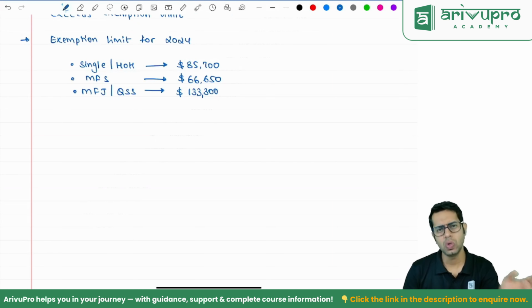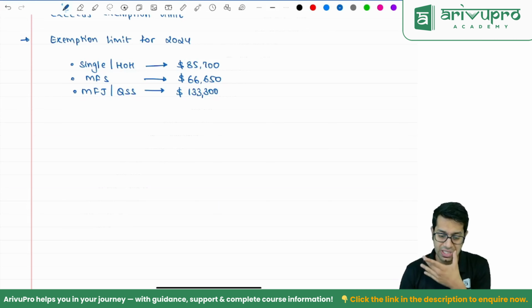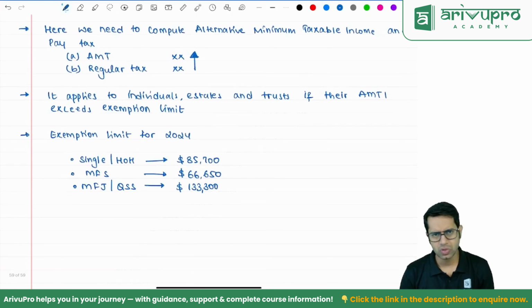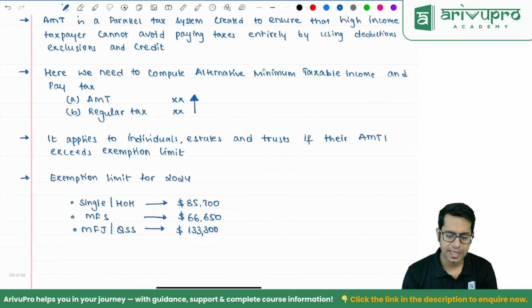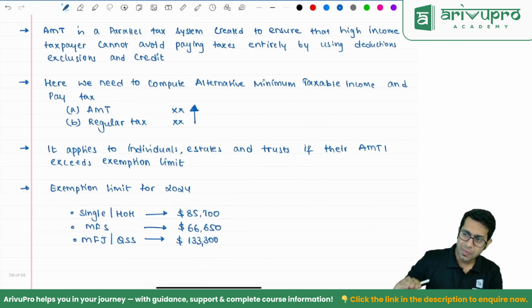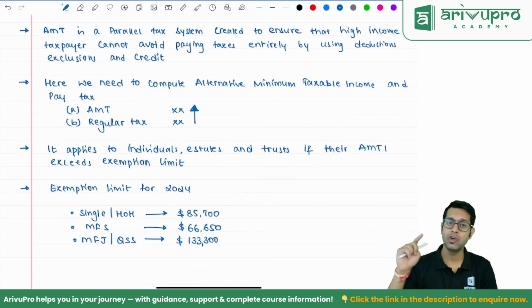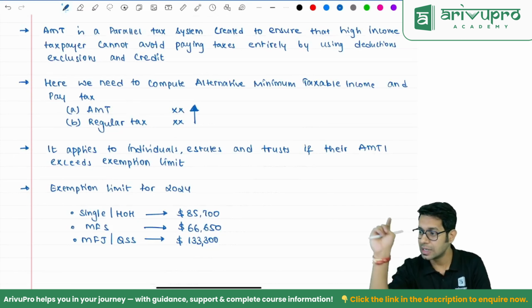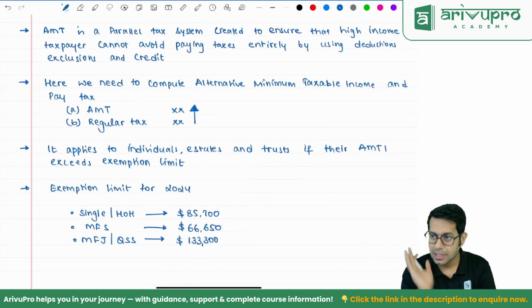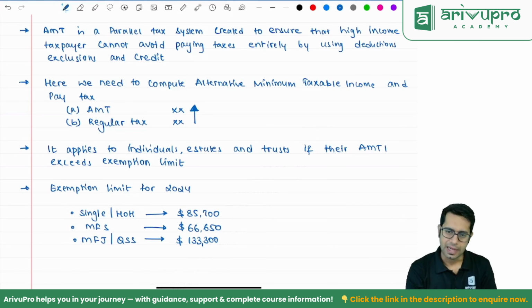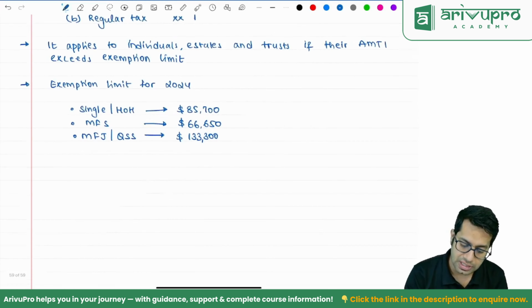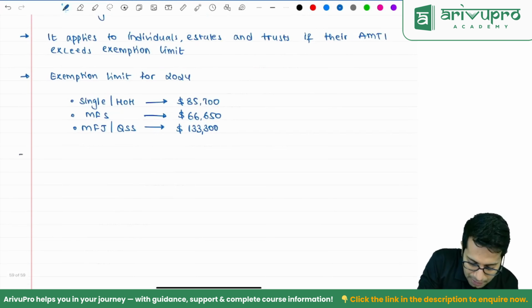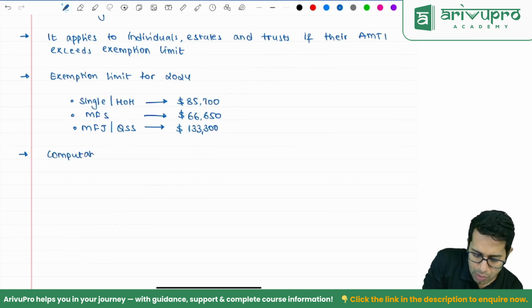Of course, if a phase-out scheme is also applicable, we will see that. So this is the exemption limit, meaning if your alternative minimum taxable income crosses these limits, then only this alternate minimum tax is applicable. Now, how is this alternate minimum taxable income computed?